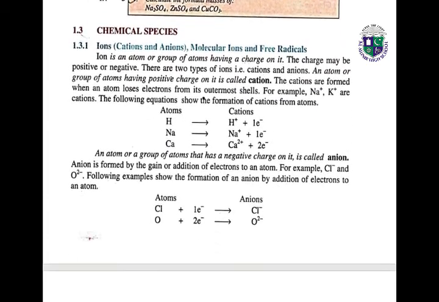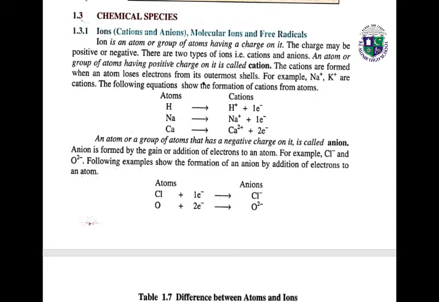Next, students, we have the topic of chemical species. First of all, look at the definition of ion. What is ion? Ion is an atom or group of atoms having some charge on it. So it has two types, cations and anions. What is cation? An atom or group of atoms having positive charge on it is called cation.